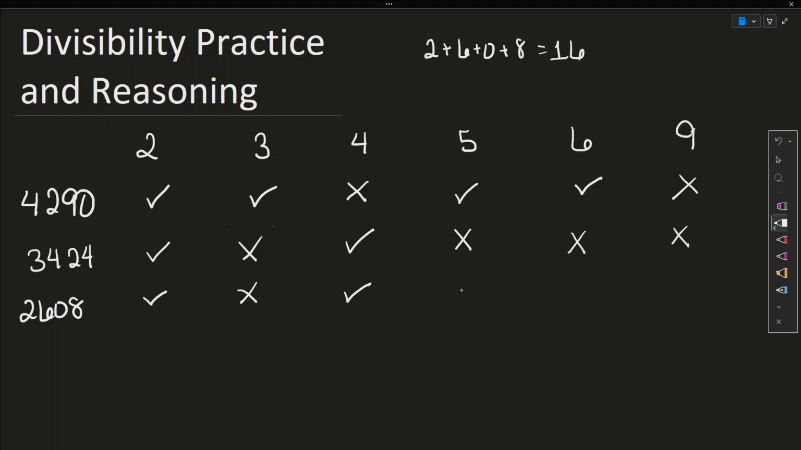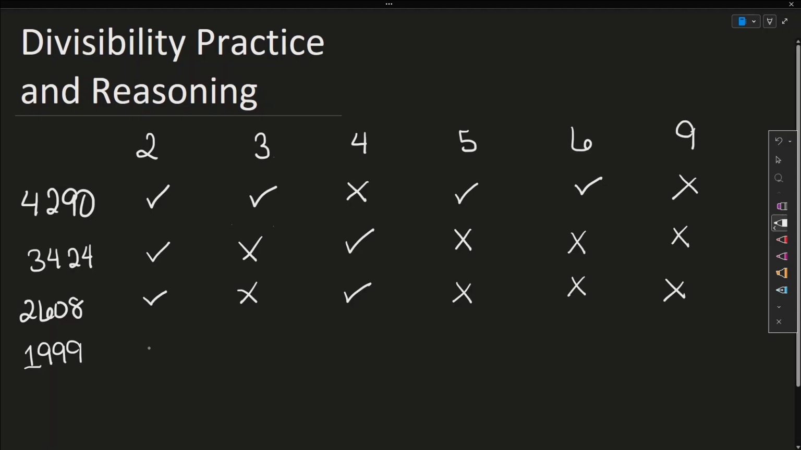Divisible by 5? No, since it doesn't end in a 0 or a 5. What about 6? Well, no, since it's not divisible by 3. And 9? The digit sum is 16, which is not divisible by 9, so no. 2,608 is divisible by 2 and 4, but it is not divisible by 3, 5, 6, or 9. Next, let's check 1,999. Divisible by 2? No, since it ends in a 9.